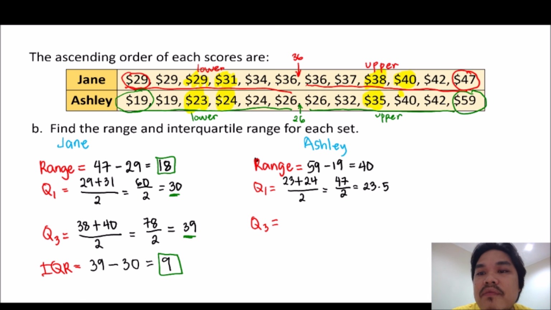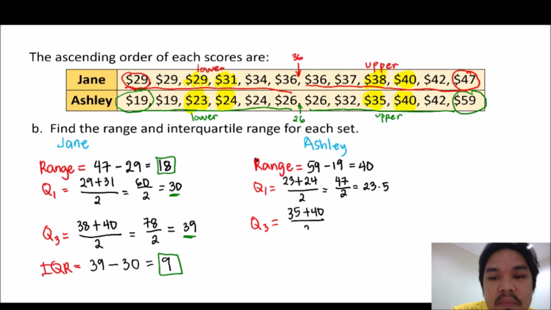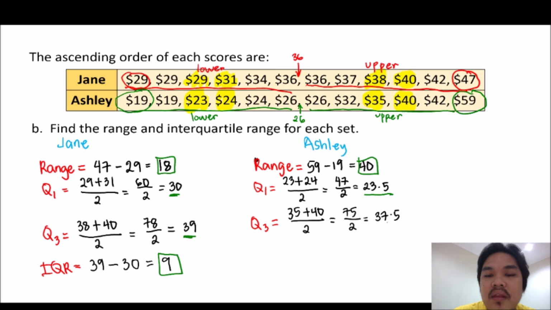And then for quartile 3, the two middle values in our upper half are 35 and 40. So we need to get the average of 35 and 40 to find our third quartile. So 35 plus 40 divided by 2, so that is 75 divided by 2, which is 37.5. So our range is 40, quartile 1 is 23.5, quartile 3 is 37.5.